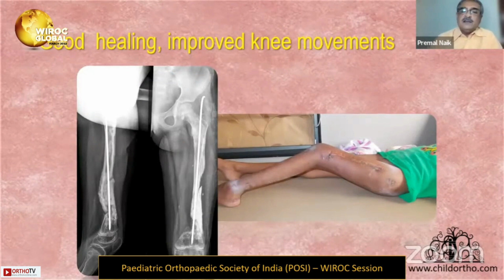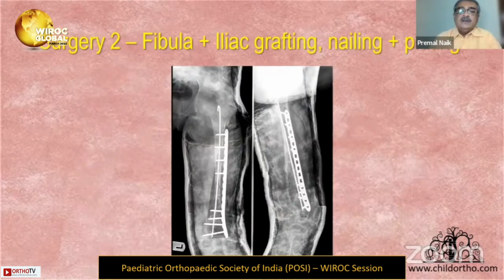Here, some length was compromised. Everything healed. We waited for 3 months and then intervened with fibula grafting, iliac bone grafting, and as Tarul suggested, an intramedullary nail is not enough on its own. I added a locking plate also.